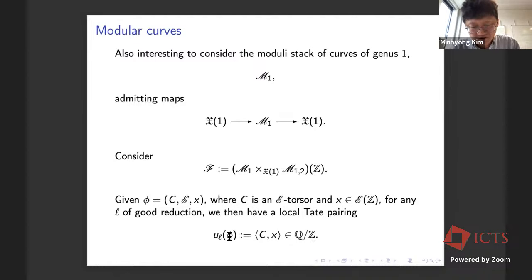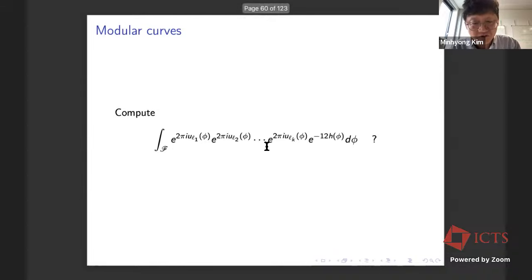So this is another example of an interesting, I guess the way I set it up, it really depends on this torsor, not just on the elliptic curve, and not just on the point. So that's a bit interesting. But this is a function on this slightly contrived moduli stack. And then you can try to compute this kind of integral.